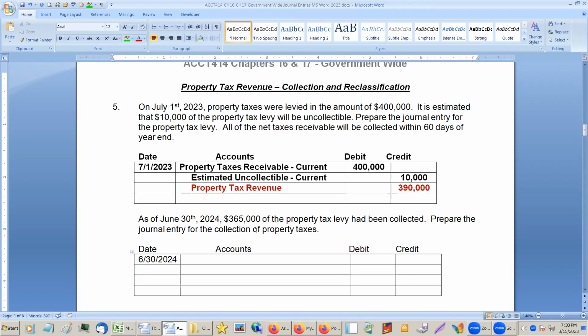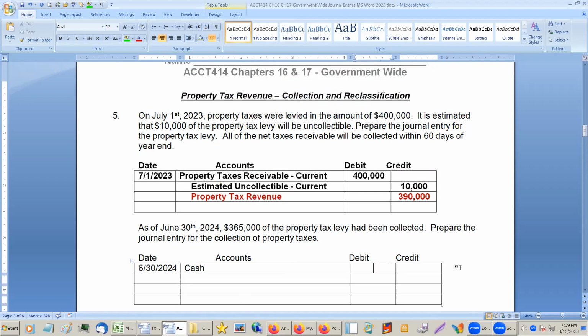365 of the property taxes have been collected per the journal entry. Okay, so we got this journal entry up here, and they tell us that $365,000 worth of these have been collected. So what's the journal entry going to be? What did we collect? Property tax revenue will be credited for 365. So we collected 365,000, so that'll be cash, debited for the amount and credited for the property tax revenue. Well, it'll just be for the 365.